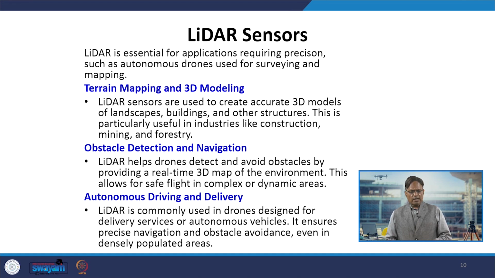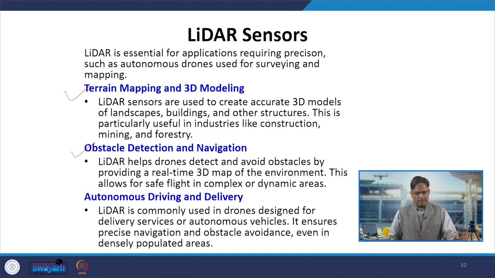Now, if we see the LiDAR sensors, they are essential for several applications where we require very precise information, where we require very accurate coordinates. For example, the autonomous drones, you use it for surveying and mapping. So, if we are talking of terrain mapping and 3D modeling, these LiDAR sensors are used to create very accurate 3D models of landscape or building or maybe other structures. So this is particularly useful in industries like construction, mining or forestry.